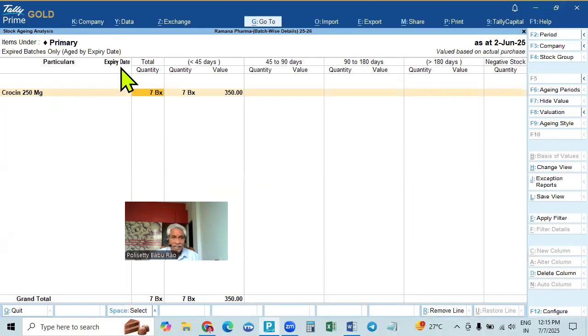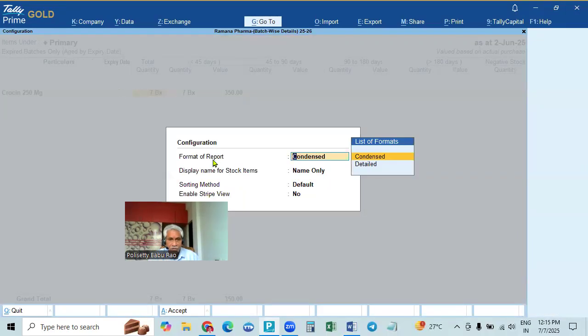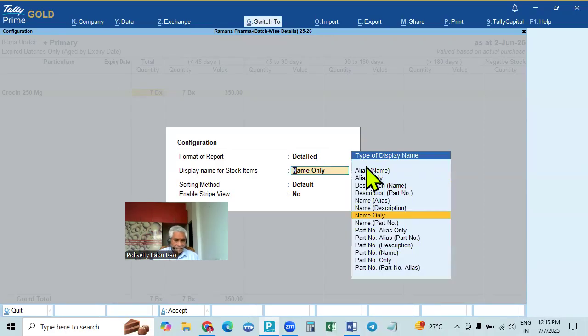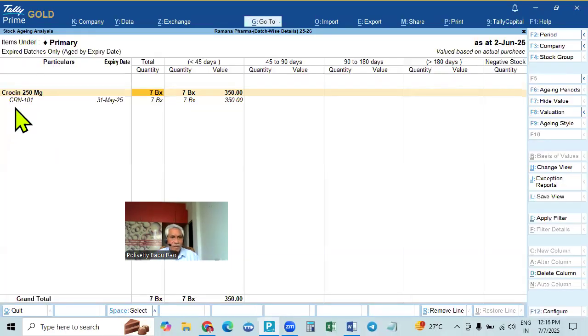So the batch number details are not shown now. The expiry date you require, so for that, it is not showing the expiry date. For that, click F12 and come down here, format condensed, and take the detailed format, accept. So this is showing the batch number and the expiry date, 31st May.